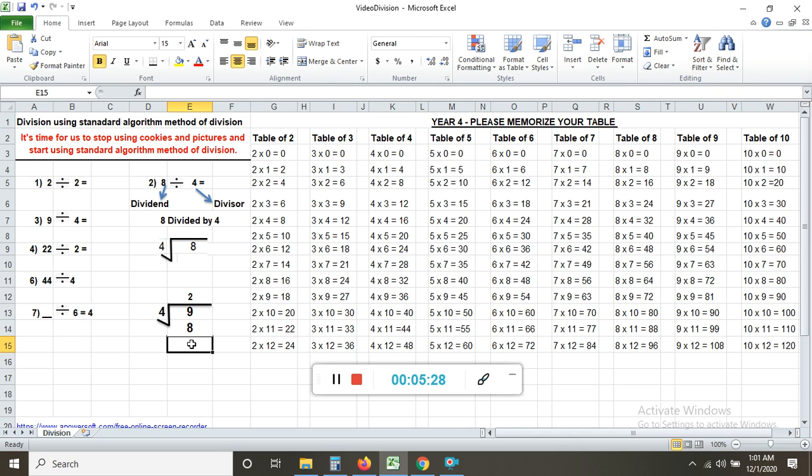And what is our remainder? 9 minus 8 is a 1. So our remainder is a 1. So you got your answer 2, with the remainder of 1. That's our answer. Alright, let's just get rid of this and let's take a look at another example.